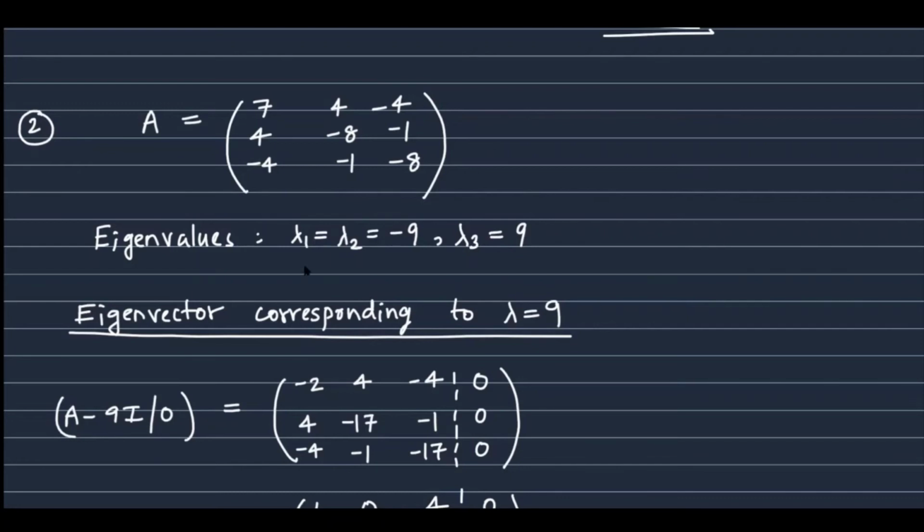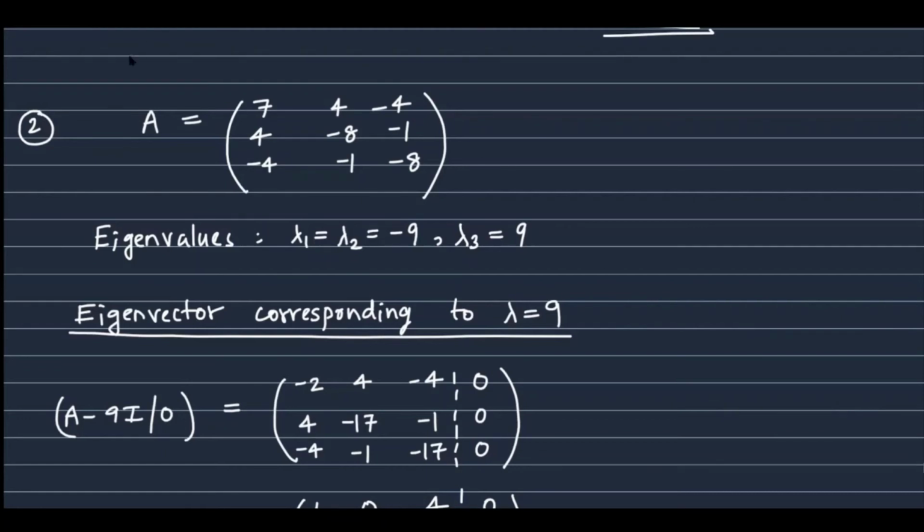Here we can see that the matrix A has repeated eigenvalues. Lambda 1 and lambda 2 are minus 9 and lambda 3 is 9. So here we have repeated eigenvalues. First we can find the eigenvector corresponding to the eigenvalue lambda equal to 9.